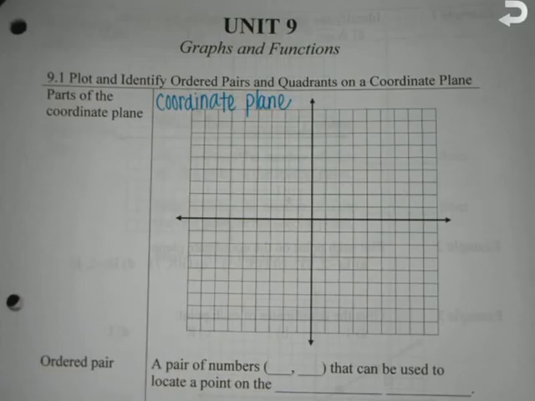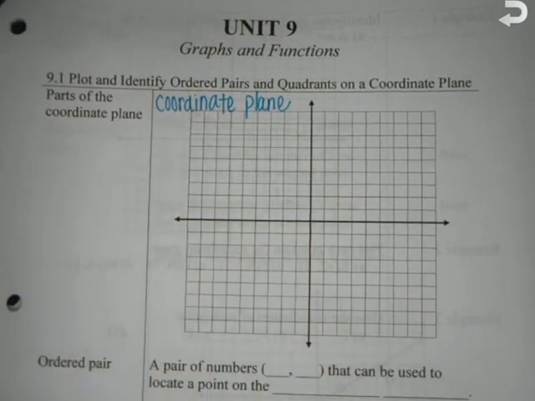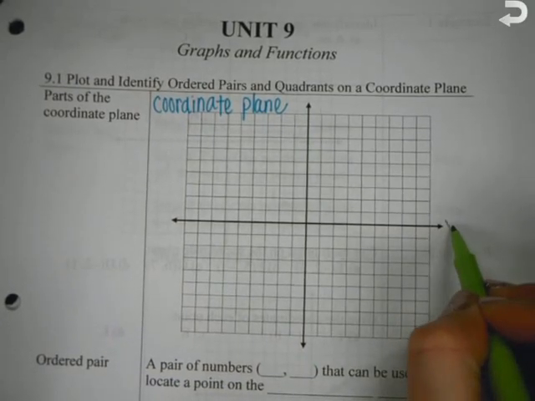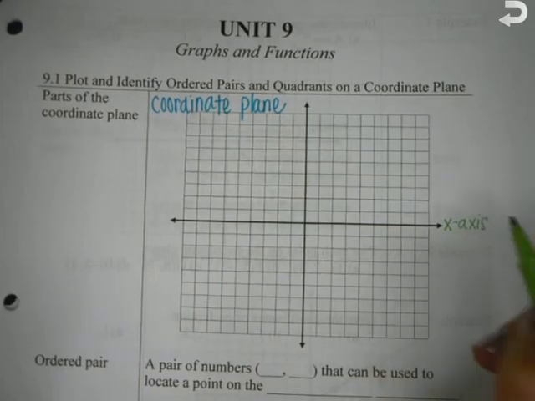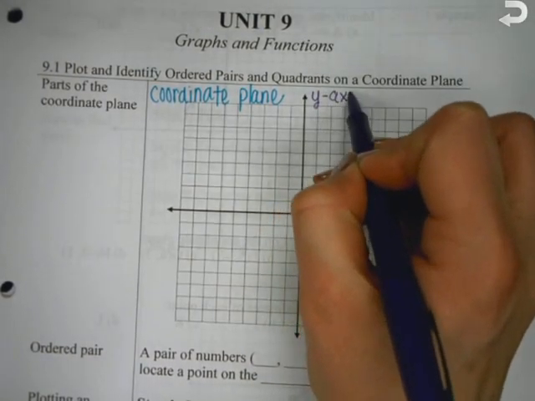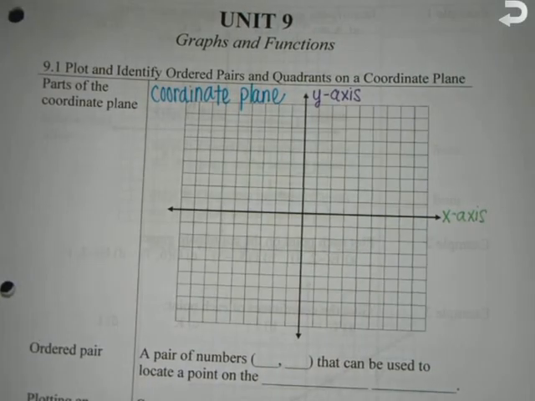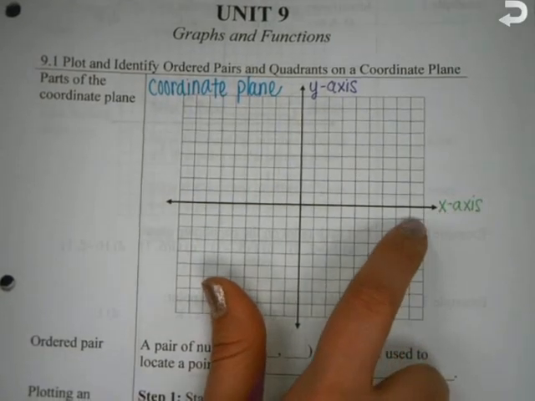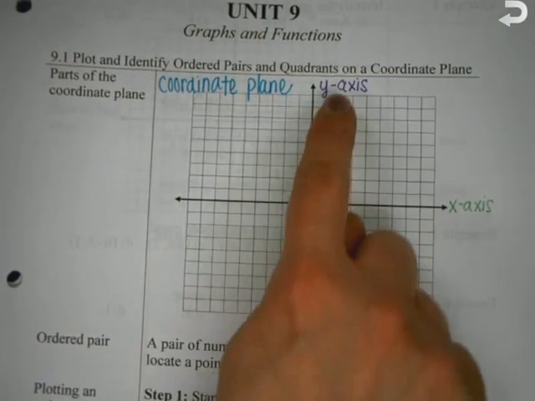Now, I have these two lines that cut it in the middle. Does anybody know what those are called? X and the Y axis. Okay, is the X side to side or up and down? Side to side. It is side to side, so label that X axis, which means the Y axis is up and down. Alright, so the coordinate plane is the whole thing. We have the x-axis, which goes left to right, and the y-axis, which goes up and down.